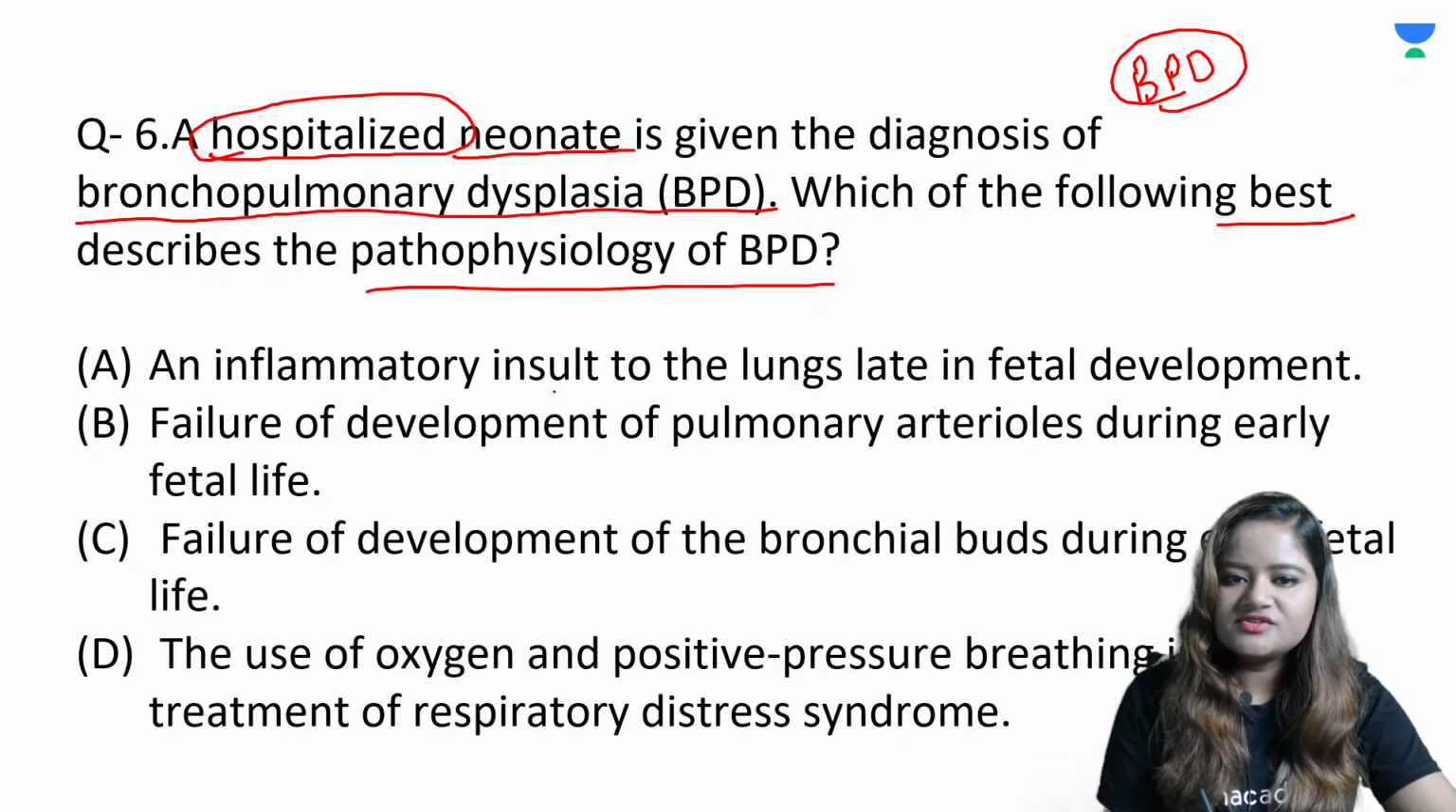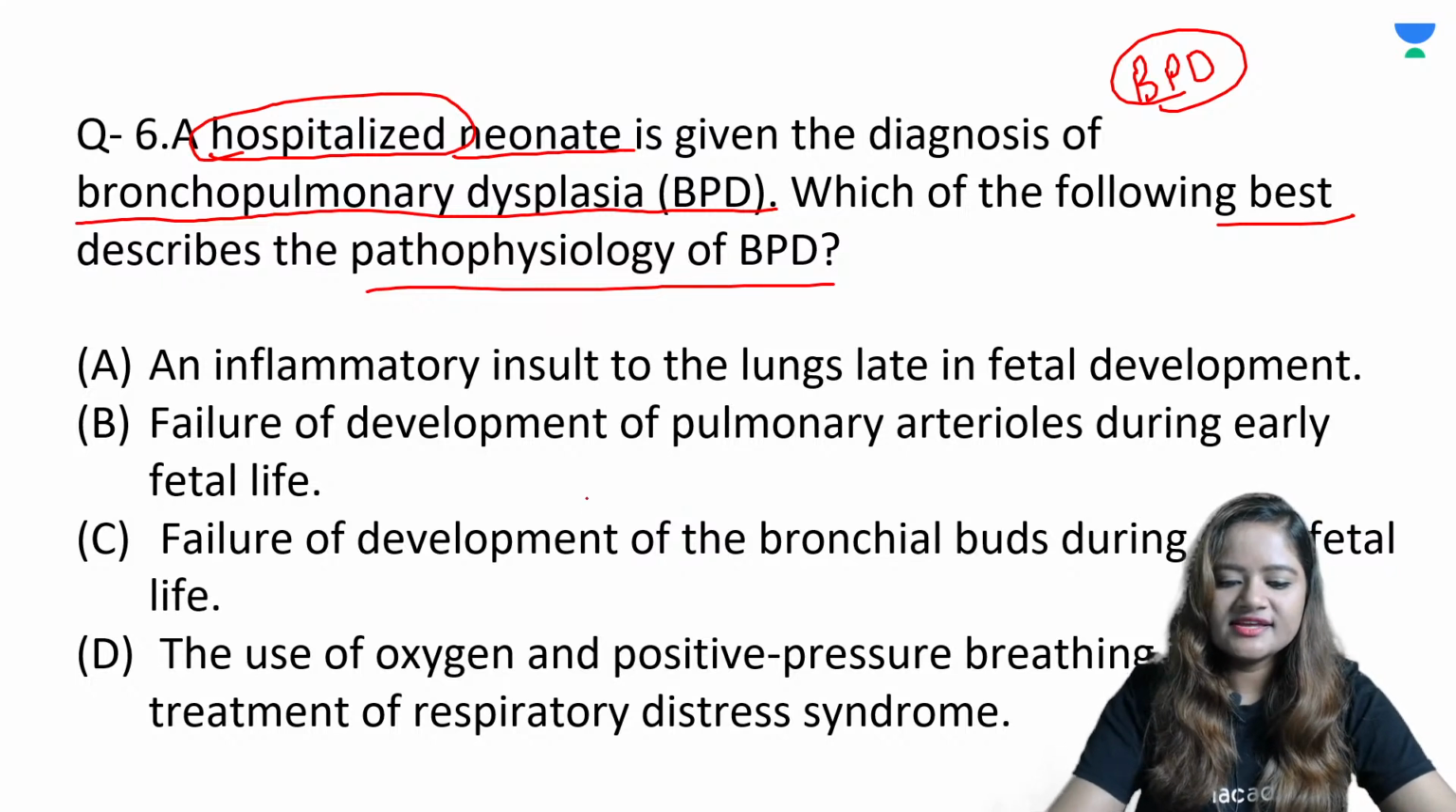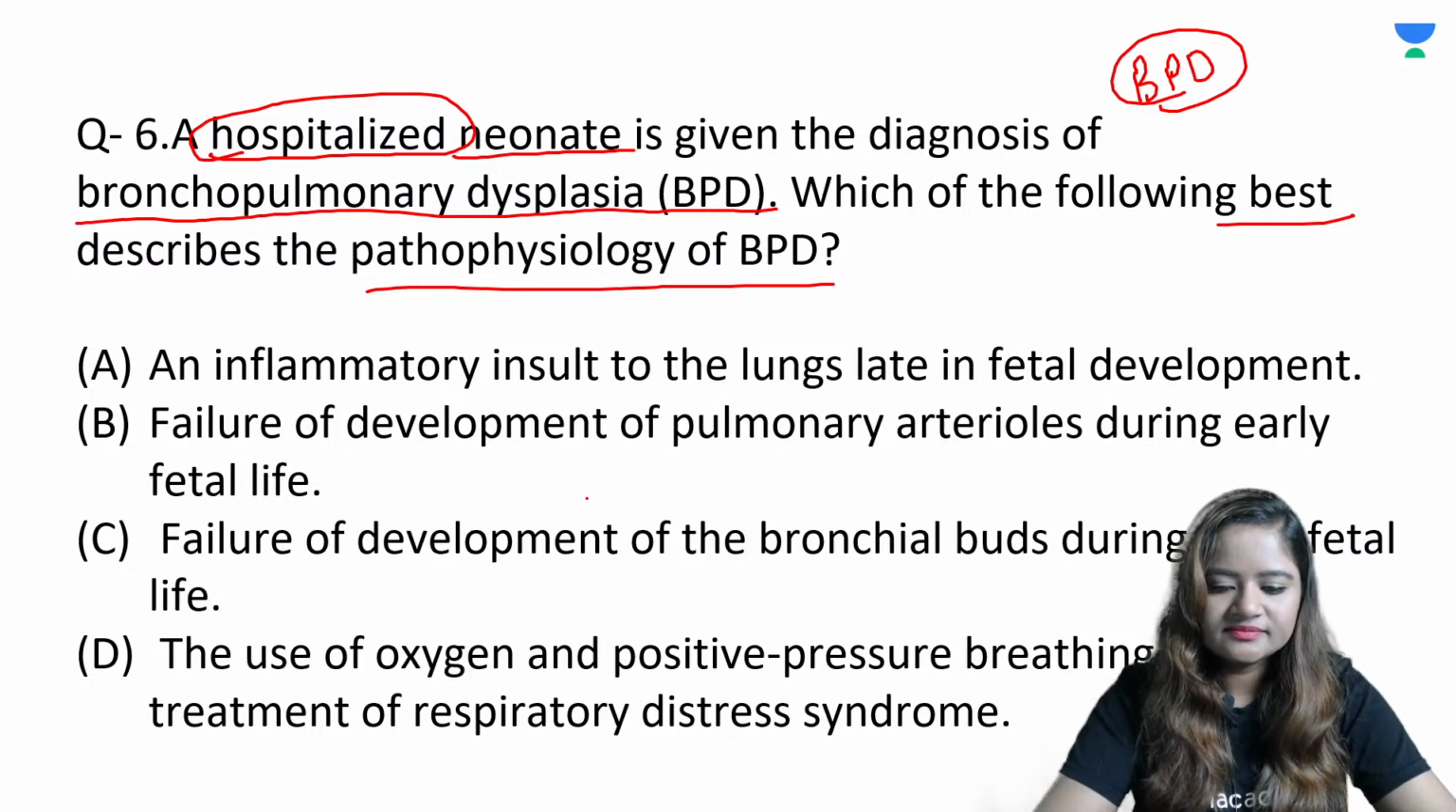Is it an inflammatory insult to the lungs late in the fetal development? Is it failure of development of pulmonary arterioles during early fetal life? Is it failure of development of the bronchial buds during the early fetal life? Or is it the use of oxygen and positive pressure breathing techniques in the treatment of RDS? So which of these treatment techniques or which of these causes can lead to development of bronchopulmonary dysplasia in a newborn? Very interesting question. I expect that you come up with the right answer.